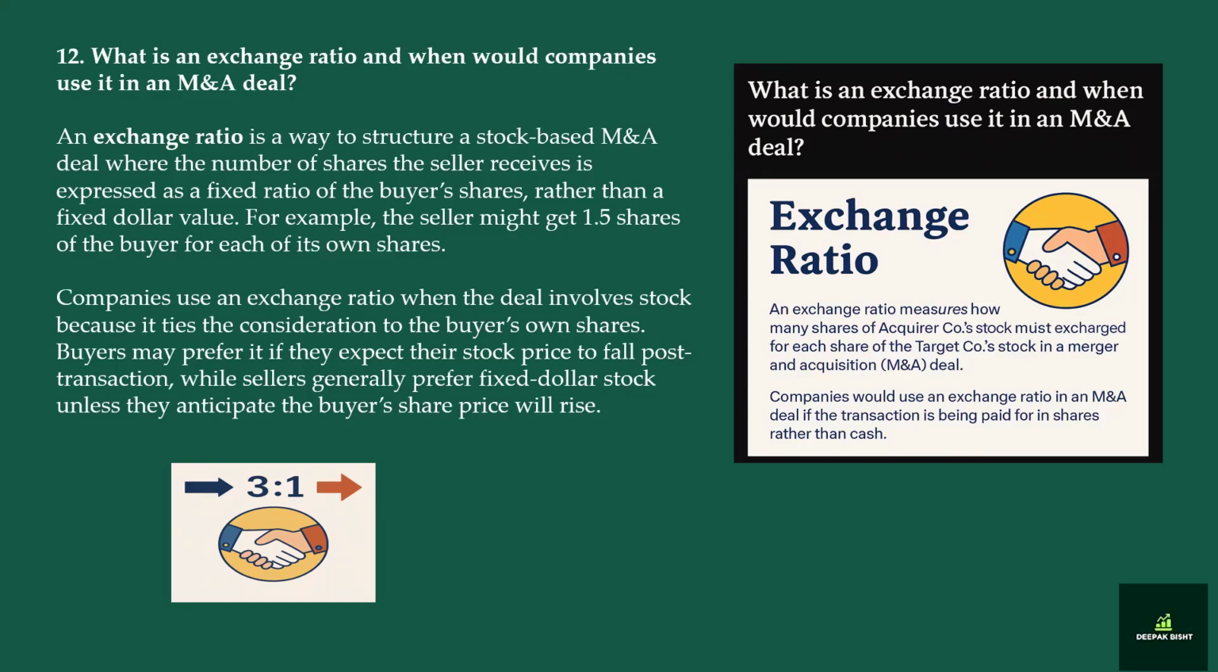There are two types of exchange ratios typically: a fixed exchange ratio and a floating exchange ratio. In a fixed exchange ratio, the number of shares the seller receives is fixed, and the dollar value of the consideration will fluctuate based on the buyer's price at closing. This fixed exchange ratio is favored by the buyer if they believe that their stock might decline before or after the transaction, as it locks the number of shares issued.